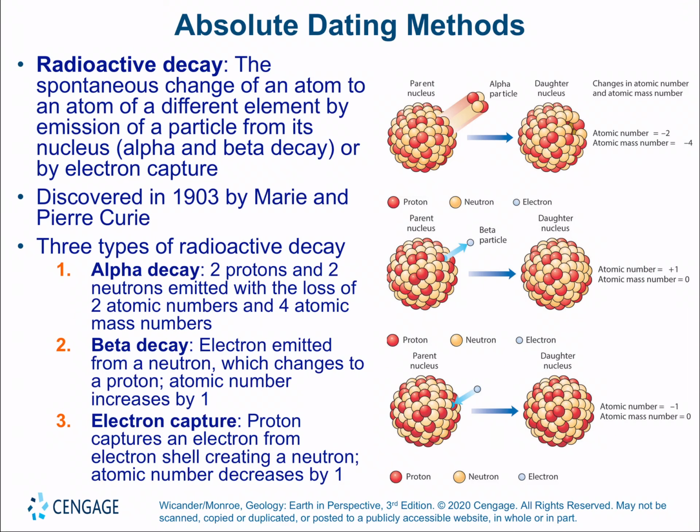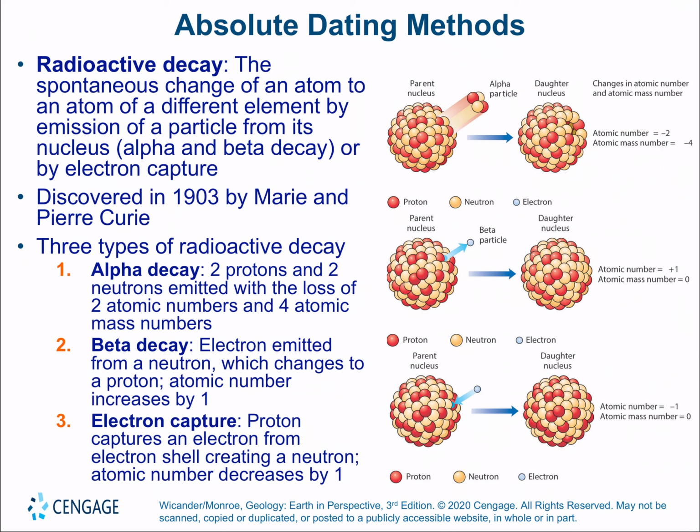Okay, back in chapter 16, part 3. And now in this part, we're going to be talking about our absolute dating method. So we're actually going to see how we can put an exact value on events. And we do so by what's known as radioactive decay.